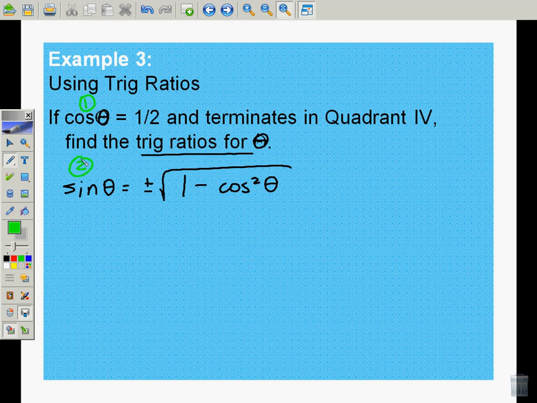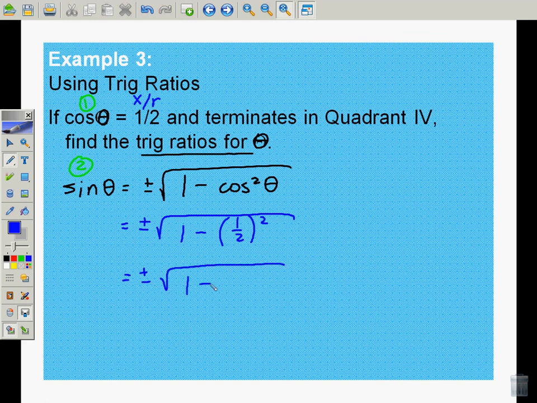I remember, of course, that cosine is x divided by r. Okay, and sine is going to be y divided by r. So here, I'm going to have 1 minus, and then I'm going to substitute 1/2 for my cosine, because that's what it told us. It told us it was 1/2. 1/2 squared is going to be 1 over 4. Okay. And so we're going to have equal to plus or minus the square root of 3 over 4.